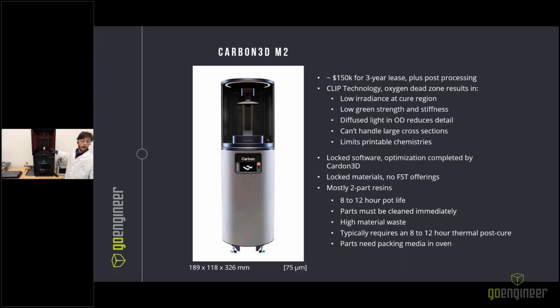Again, you have locked software with any printing or process parameters being conducted by Carbon 3D. You don't have control. On the Origin 1, you have full control over your printing and process parameters. There is no FST offering available on the Carbon, and most of the resins are two-part, reducing their shelf life.